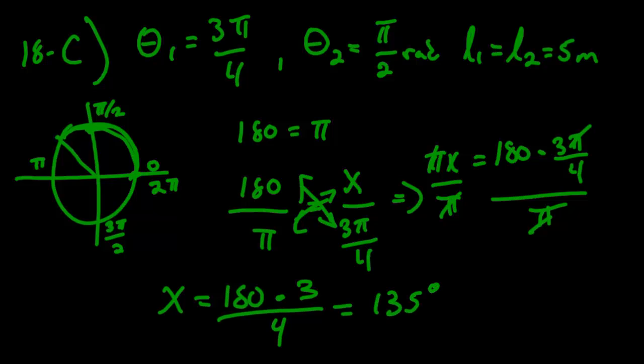Oh, so it's the same as doing 3 over 4 times 180 over pi? Over pi, exactly. So that's the conversion. And pi over 2 radians we know is 90 degrees. So that's 90 degrees, and 3 pi over 4 is 135 degrees. And now we'll draw the first link out.